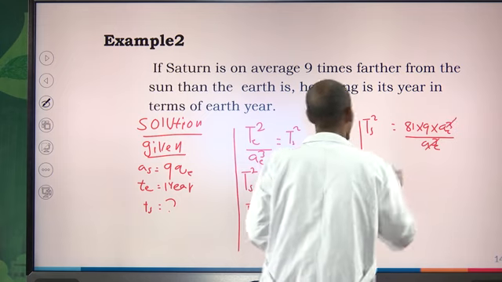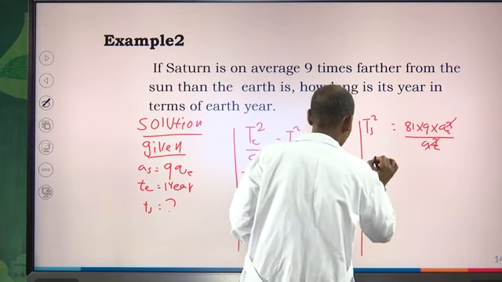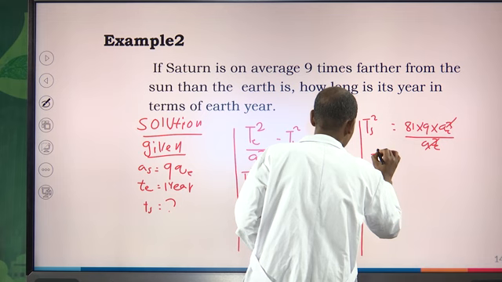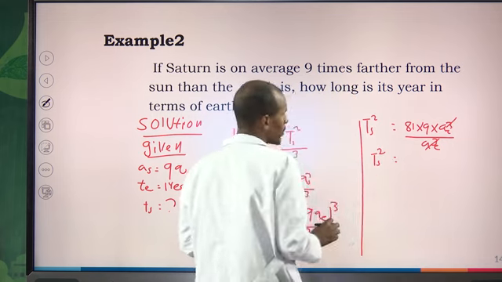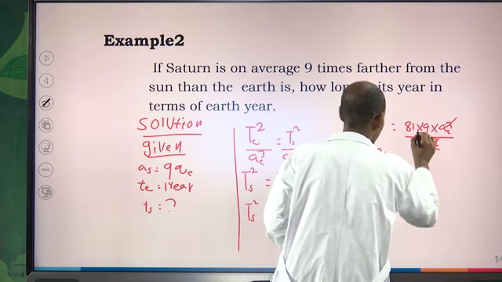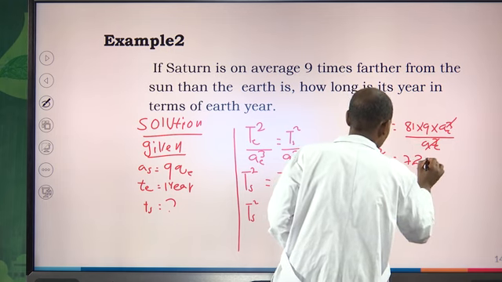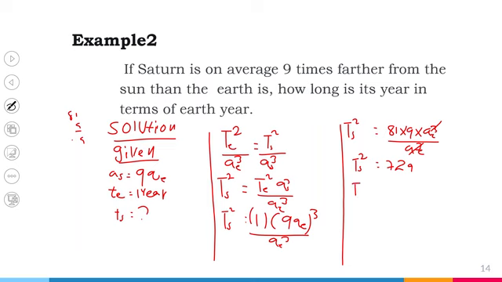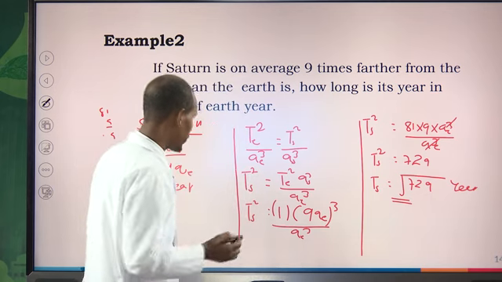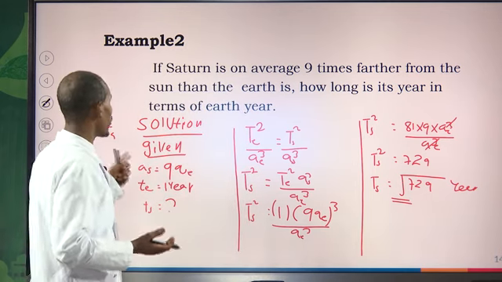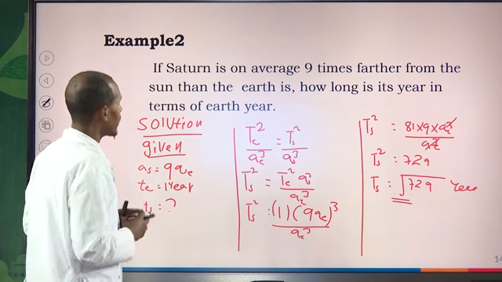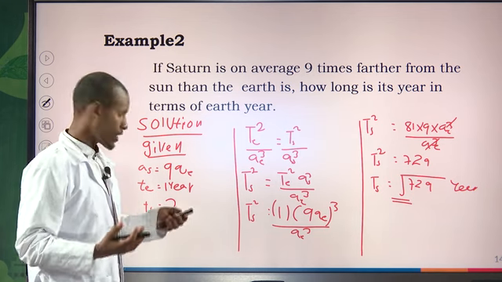This will be cancelled. Then T of Saturn square is equal to 729. Then T of Saturn becomes the square root of 729 years, which is 27 years. So this is how we can find the time period of a satellite using Kepler's law of planetary motion.